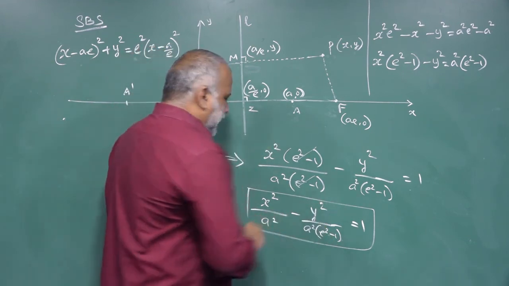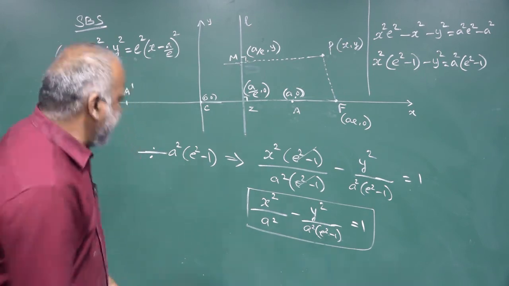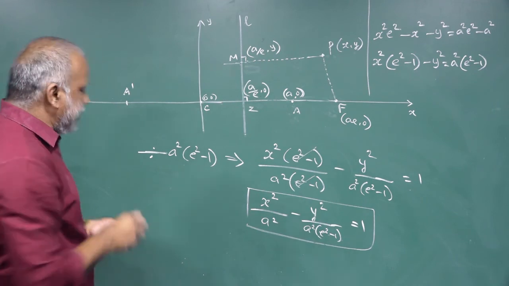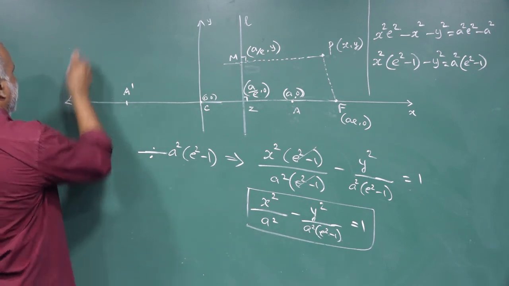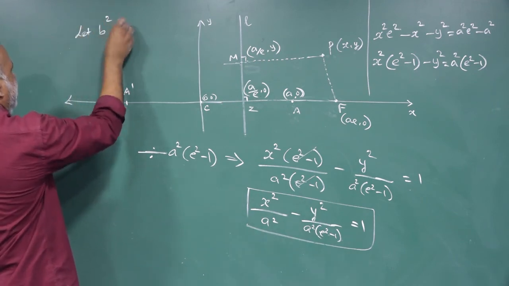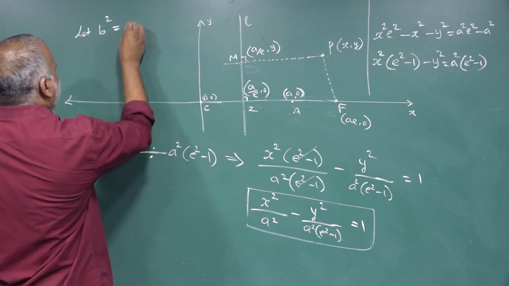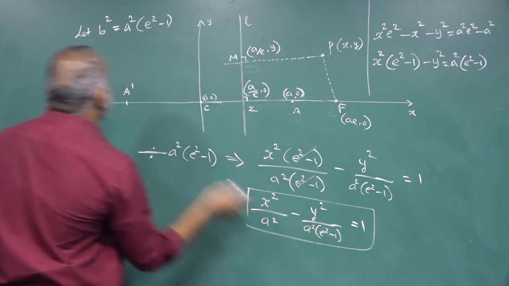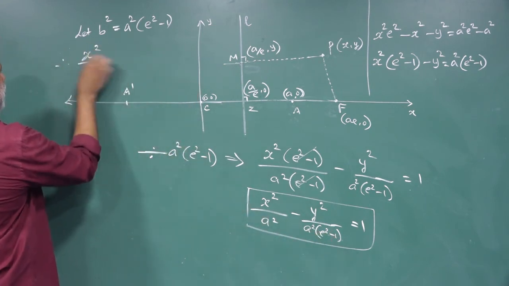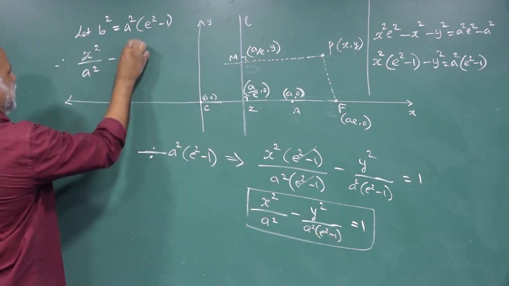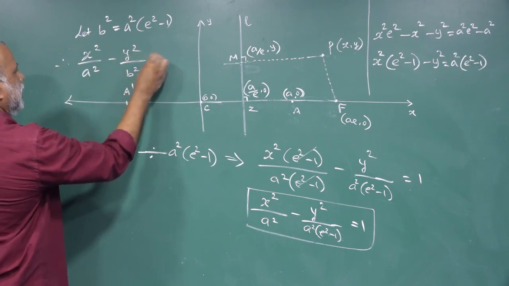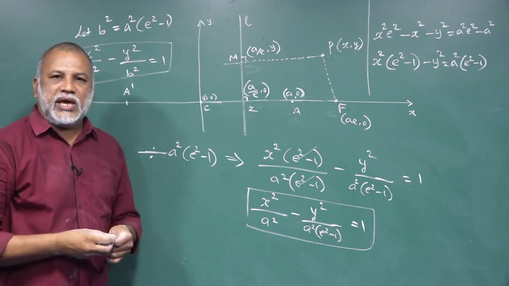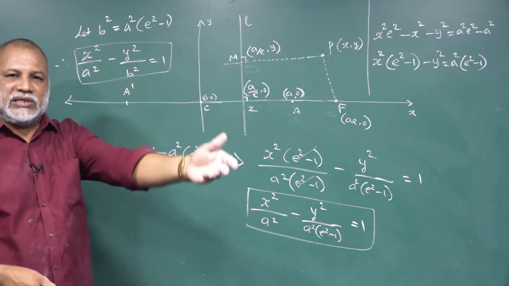Now I am giving the name here. The same type of name we give in your standard equation of an ellipse. Therefore, see here, I am giving, let b squared equal to a squared of e squared minus 1. So I am giving this name here. Therefore, x squared by a squared minus y squared by b squared equal to 1 is the standard equation of a hyperbola. See your standard equation of ellipse.